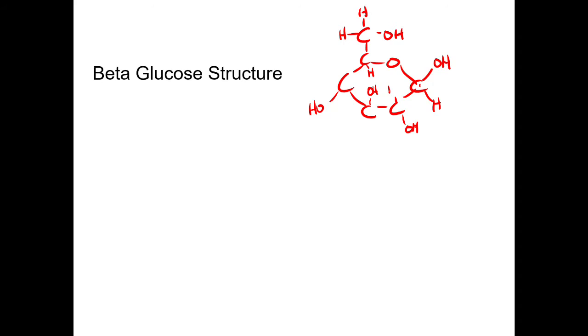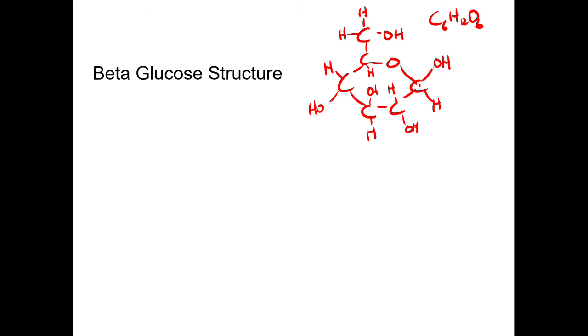Obviously, we have to fill all the rest in with hydrogens because we have to maintain that 1-to-1 carbon to water proportion. And we obviously have to come up with C6H12O6, because it is glucose after all. It's just a different isomer of glucose. Alpha and beta are different isomers of glucose. Same formula, slightly different structure.